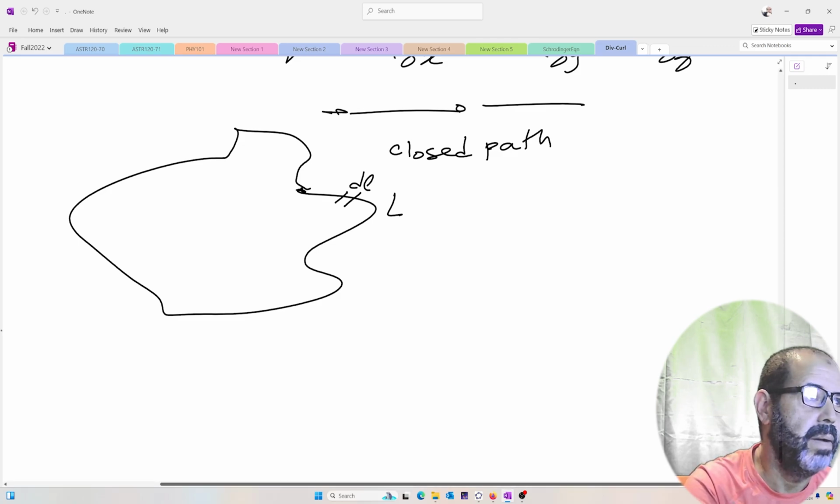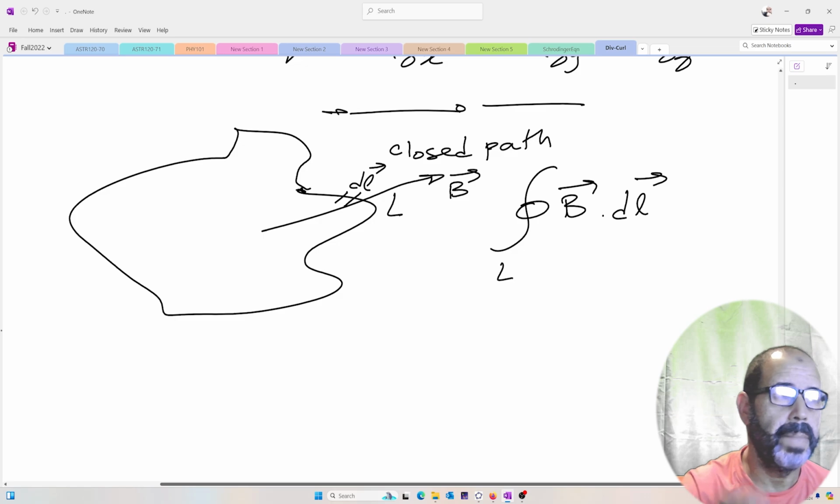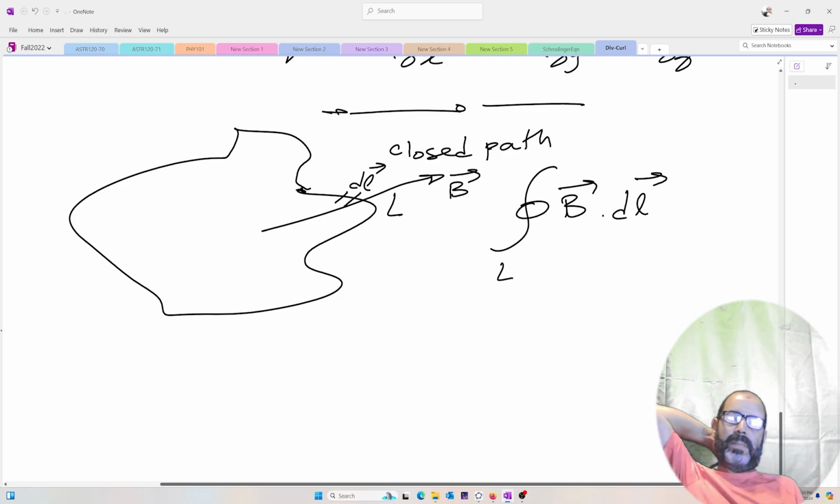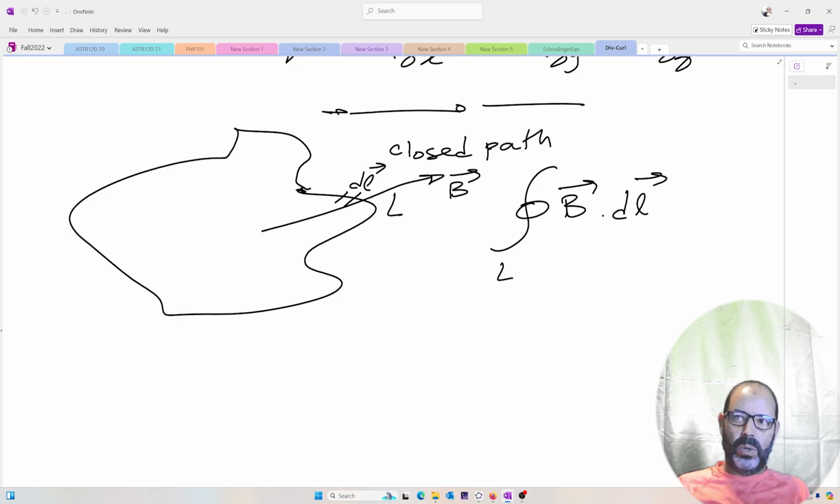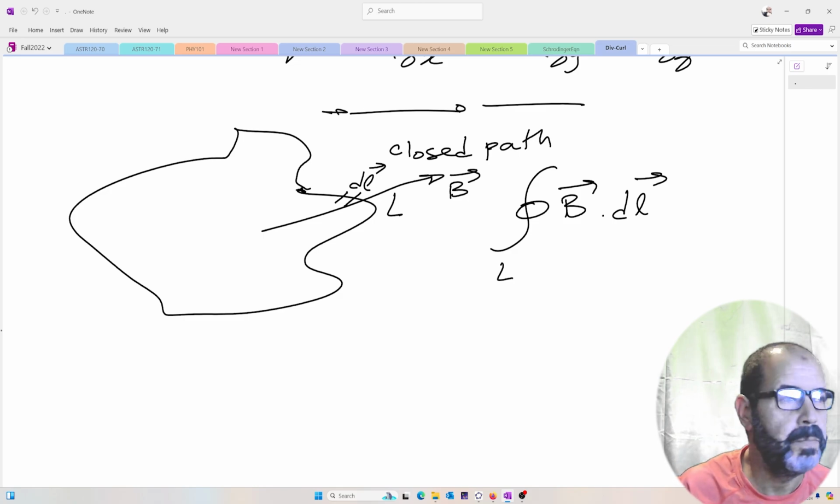This is dl, okay? And I have a vector b again, and I'm trying to find its path integral through this closed path L of this vector b dotted with the element of path in here. That's what the path integral in general is defined as, but this is actually a special case, which is a closed path integral. Okay, so that's what we're interested in, trying to find this quantity.